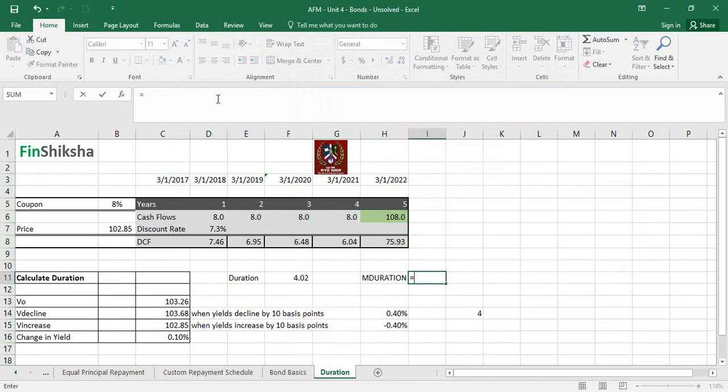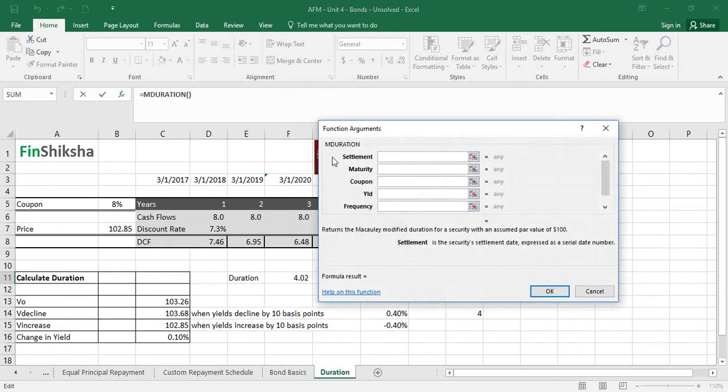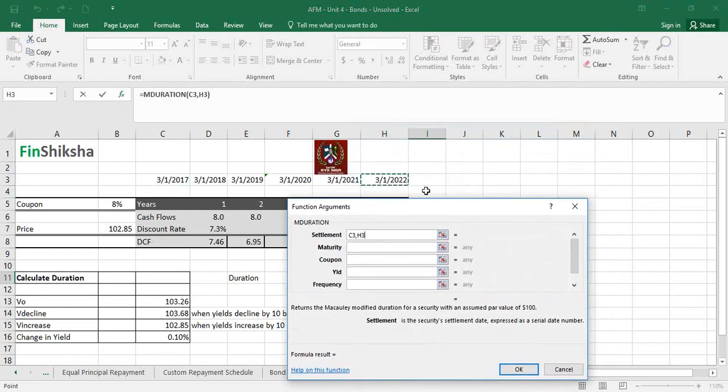Now MDURATION, and we open the bracket. Settlement date is today, C3. Maturity date is going to be the final date when the bond matures. Coupon is going to be 8%. Yield is going to be 7.2%. It says 7.3, but we'll change that to 7.2 to arrive at the exact number. Frequency in our case is annual, so 1, and basis is also 1, on an actual by actual basis. And we click OK.